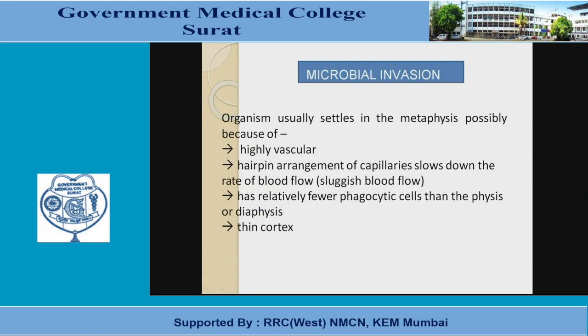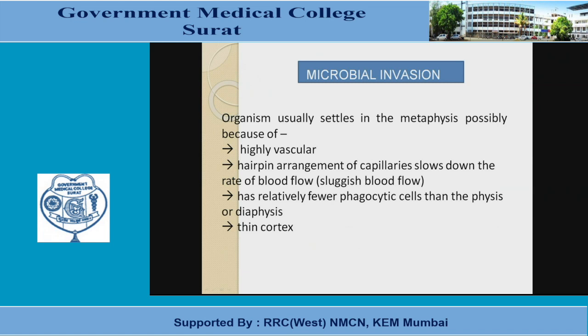So the first step is microbial invasion. The organism usually settles in the metaphysis. We have seen the causes for this settlement of the infective organism at the metaphysis: a highly vascular hairpin arrangement, relatively fewer phagocytic cells and a thin cortex. So it is trapped at the metaphyseal vessels.